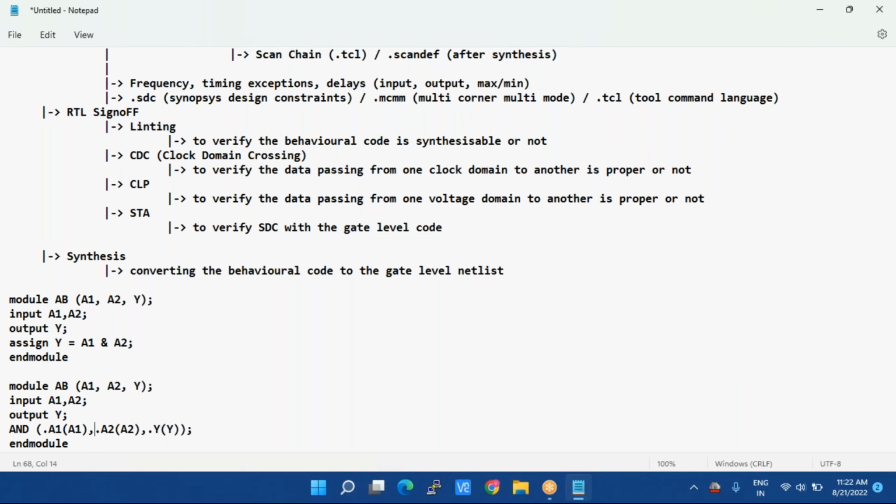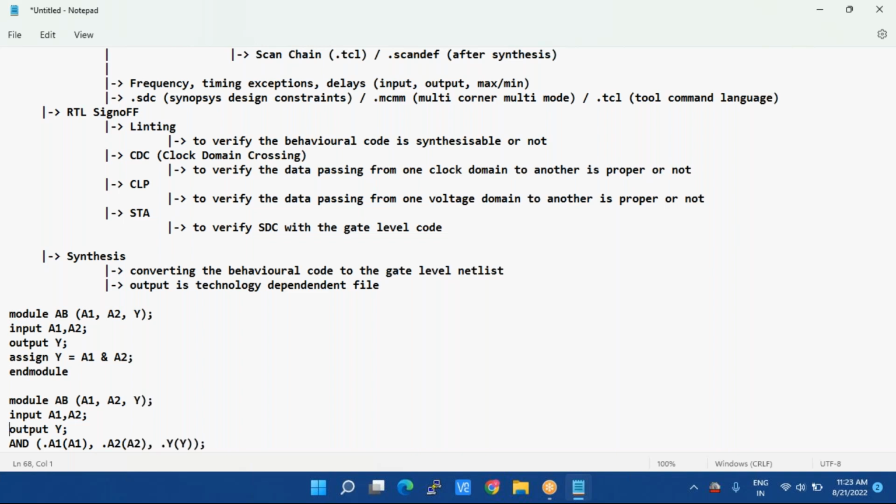So in other terms, it's like conversion of a non-technology dependent file to a technology dependent file. The gate level netlist will be a technology dependent file. So for this conversion of the behavioral code to a gate level netlist, and to make it a technology dependent file, we require inputs.